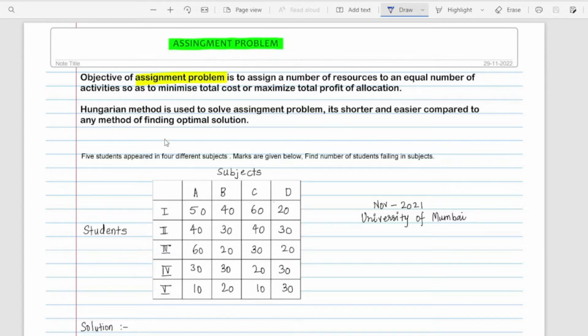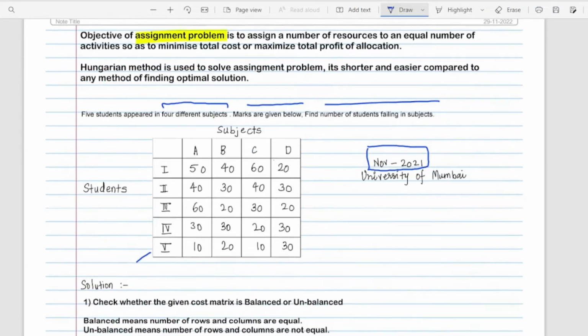Five students appear in four subjects. Marks are given below. Find the number of students failing in subjects, where the subjects are given as A, B, C, D, and the students are numbered 1, 2, 3, 4, and 5. This question was asked in November 2021 by the University of Mumbai. So let's begin with the solution.